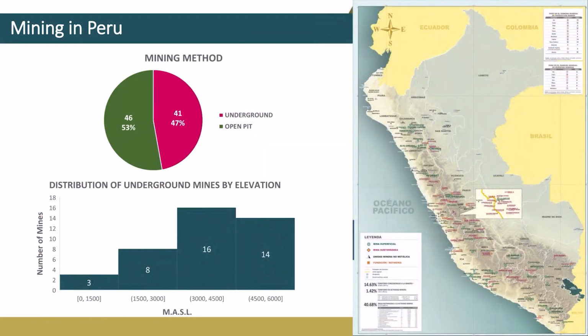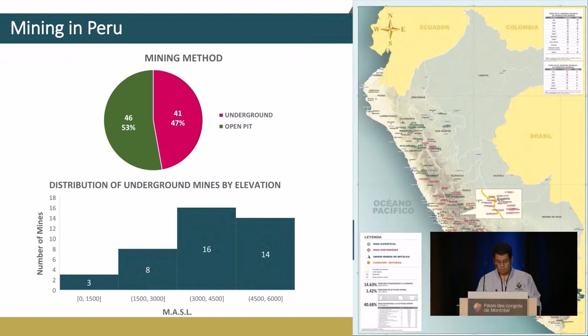Peru is one of the mega-diverse countries in America due to the diversity of the climatic conditions. The location of the country within the Andes mountain range is the reason for the abundant mineral deposits. From 87 mining operations, 41 are operated through underground methods. From the 41 underground operations, 3 are at sea level, 8 at medium elevation, 6 about 3,000 meters above sea level, and 14 over 4,500 meters above sea level.